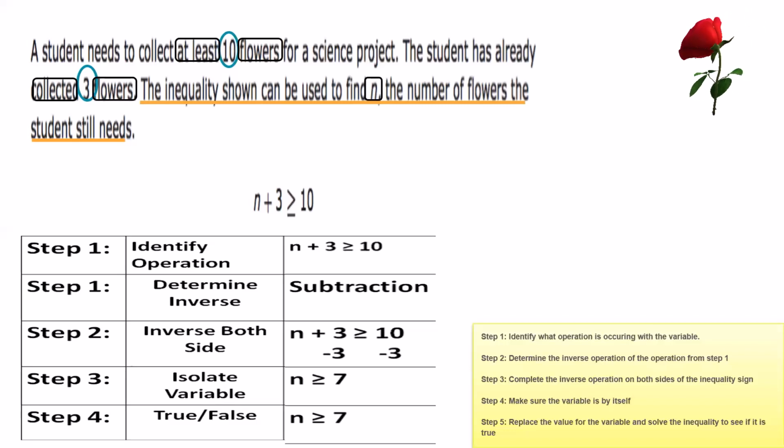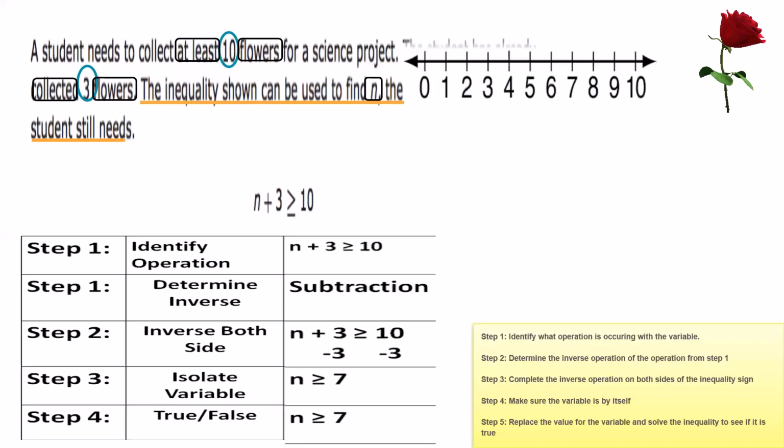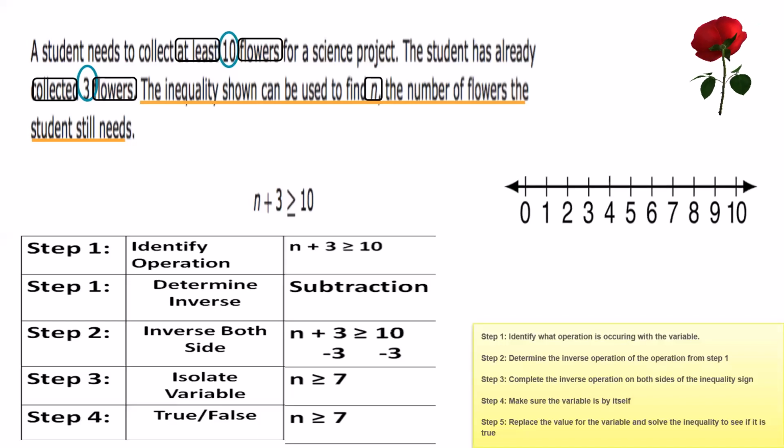Okay, but what does that look like? I still can't quite comprehend it. So let's look at it on the number line. Now we know that if our answer is an inequality, but it is equal to, then it's going to be a closed circle. And we know that our value is equal to 7.